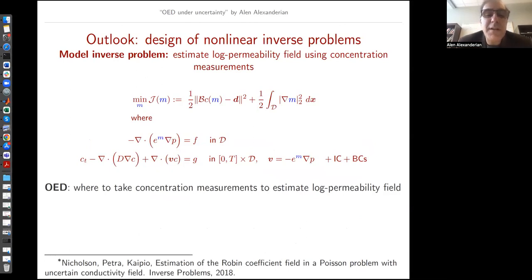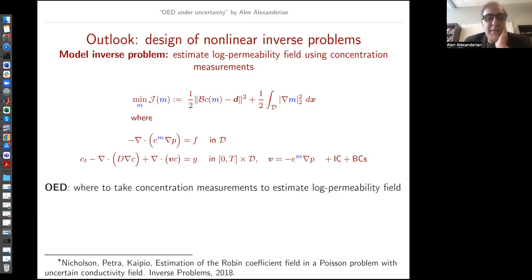So let's consider this model inverse problem. It is also related to subsurface flow. Here, the inverse problem is to estimate the log-permeability field. The forward problem is linear, obviously, but the inverse problem becomes nonlinear because the parameters enter nonlinearly. And then OED is to take measurements to estimate the log-permeability field.